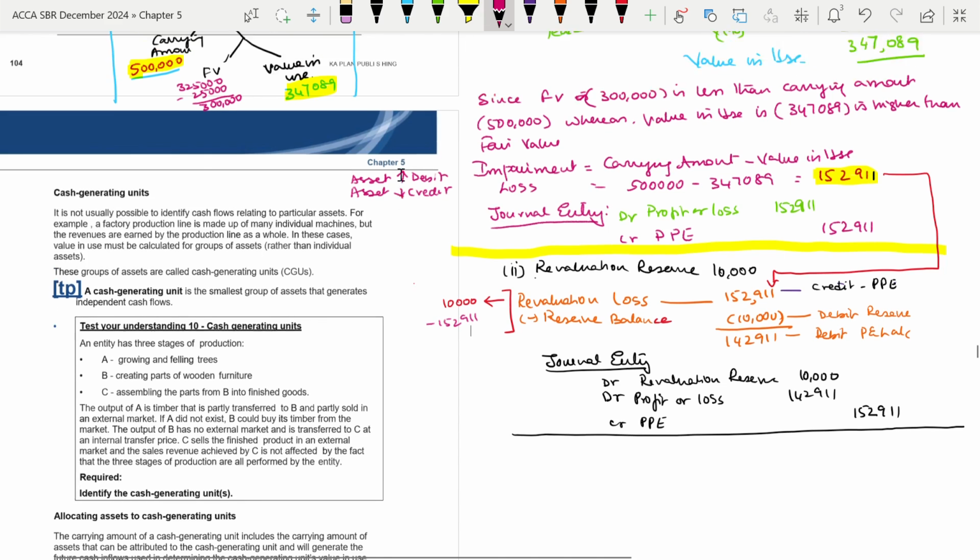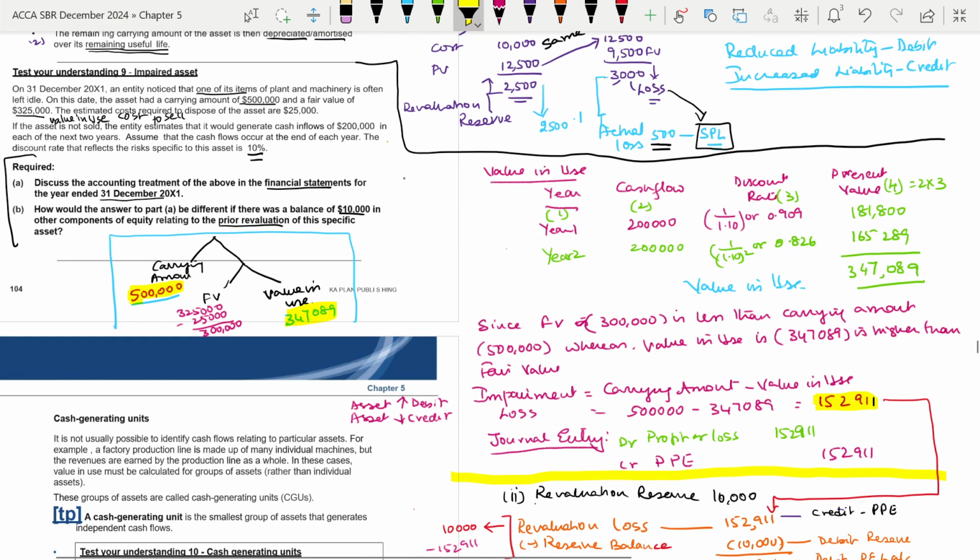Now they have mentioned here that there was a balance of 10,000 in other component of equity relating to the previous revaluation. Previous revaluation means this is going to be the revaluation gain. Only if there is a revaluation gain will the balance be there. Otherwise, the balance will not be there at all.